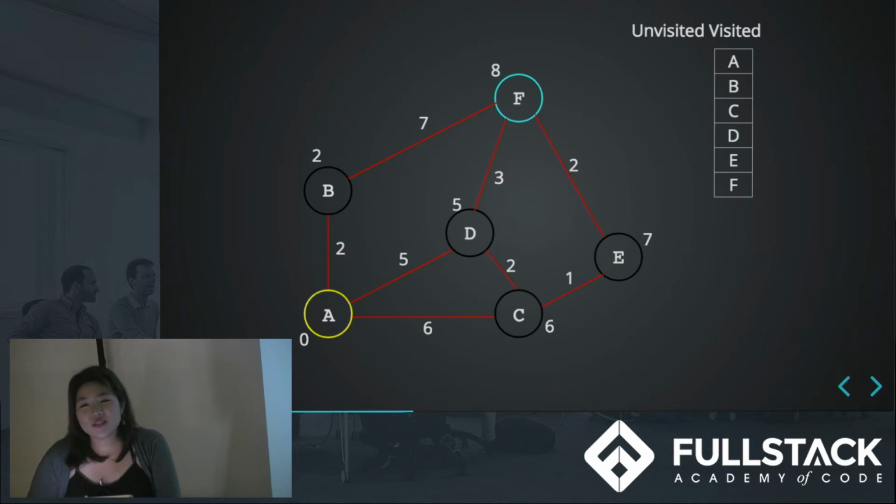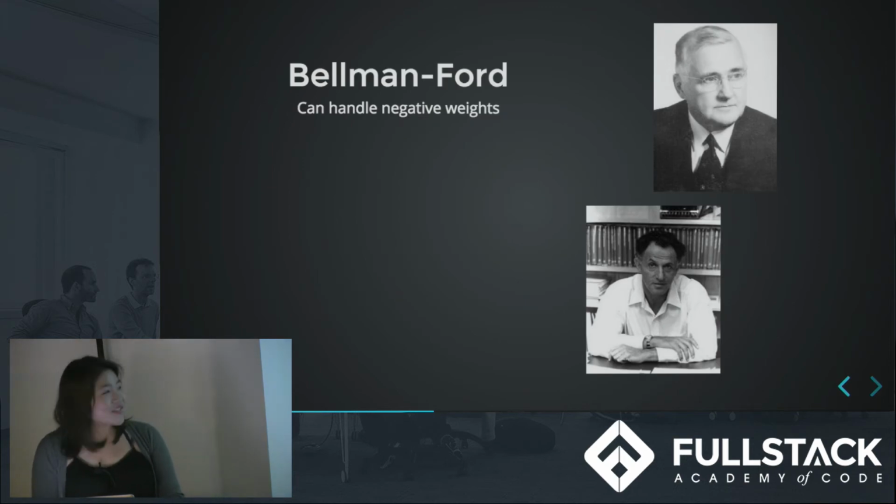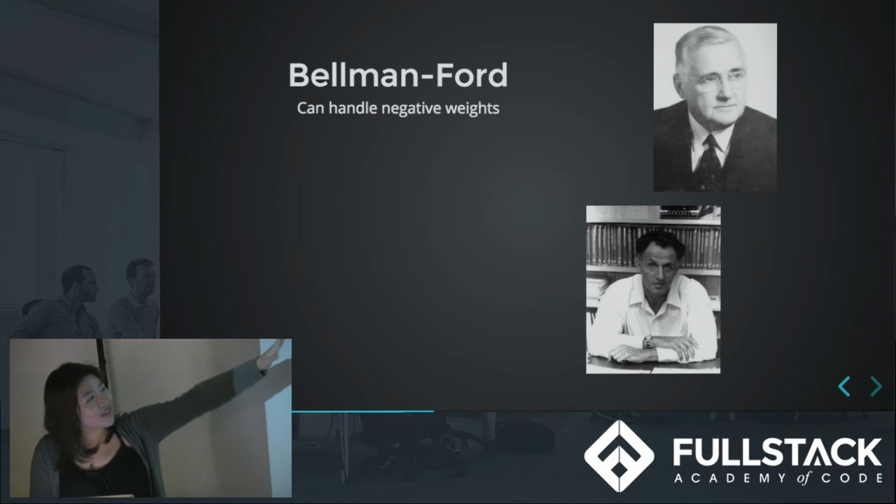One thing we could do is just modify Dijkstra's. But what fun would that be? So we're actually going to be talking about Bellman-Ford. The man in the bottom is Richard Bellman, and that's Lester Ford.